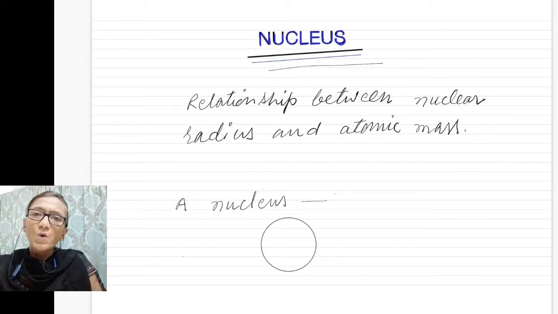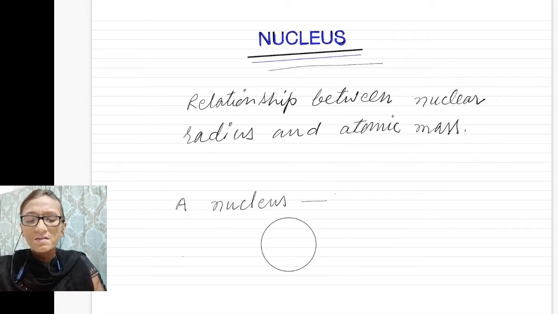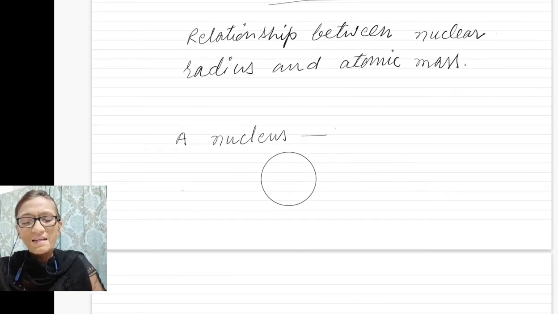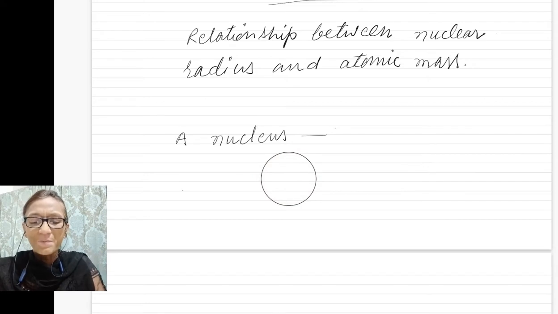Today in this lesson on the nucleus, we are going to discuss the relationship between the radius of a nucleus and the atomic mass of the element. For that we assume that the nucleus is of spherical shape. Naturally we find that liquids are of spherical shape when they are free from any external force. For a small droplet of liquid, when the mass is very small, gravitational force becomes negligible and the liquid acquires spherical shape.